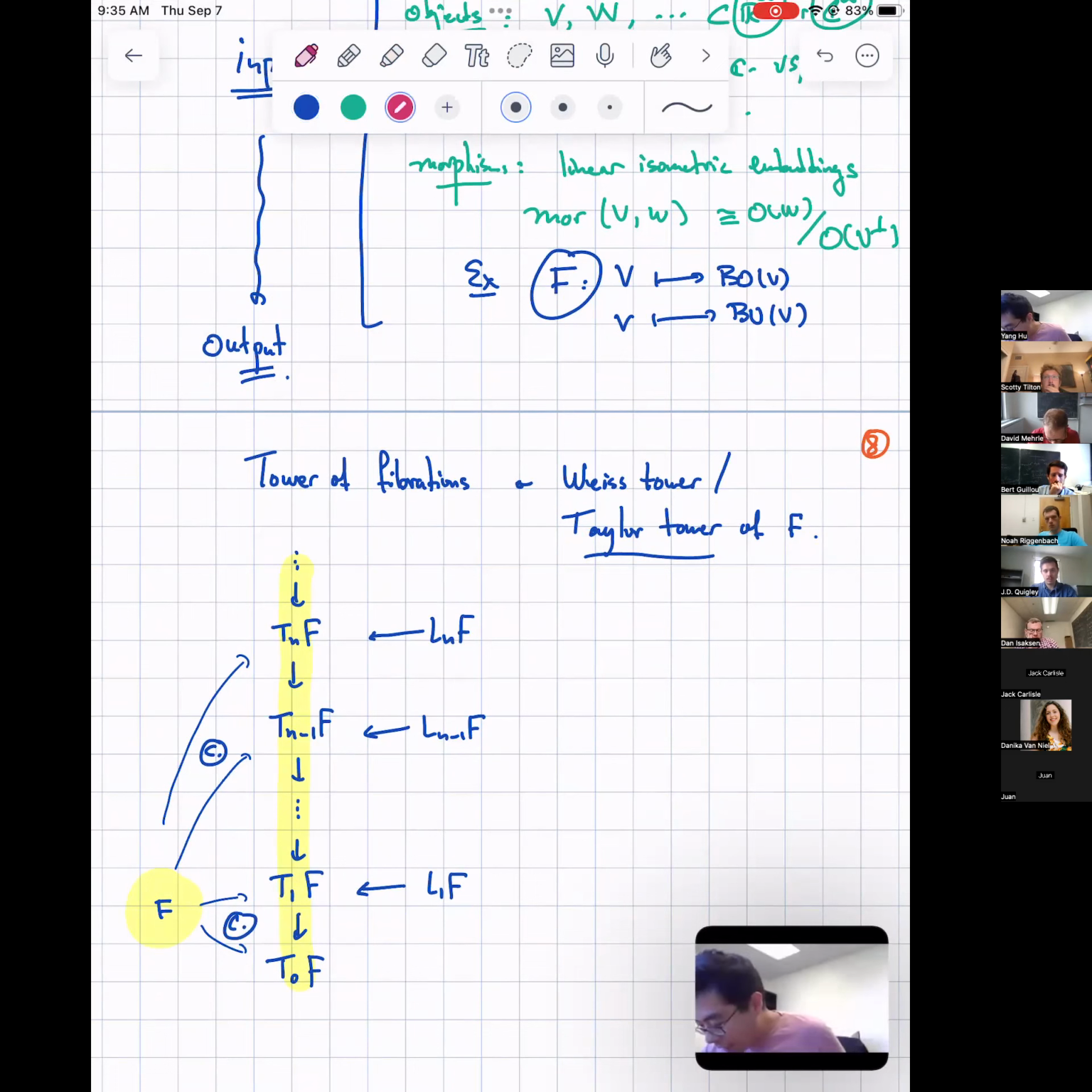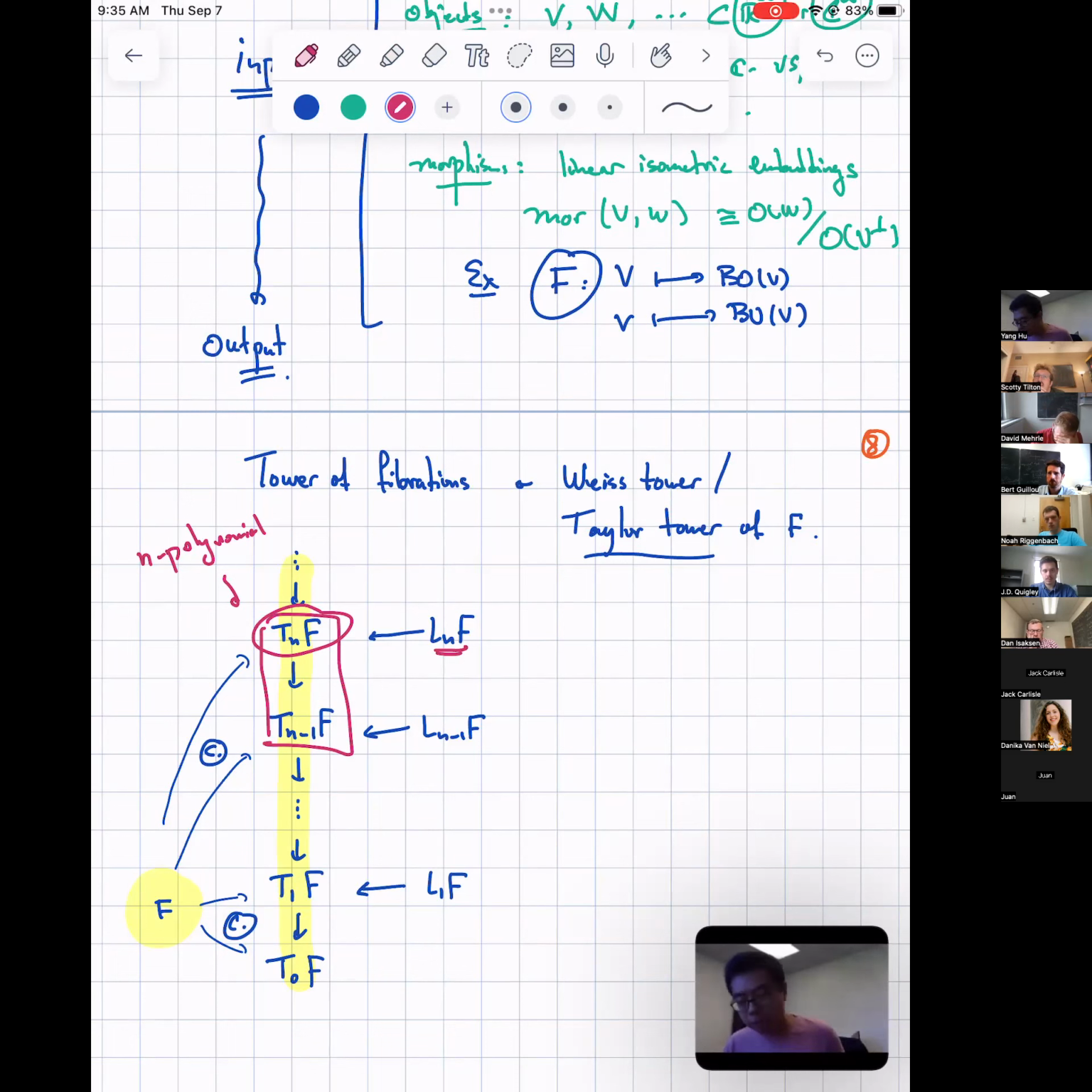This stage, T_n F, is an example of an n-polynomial functor in the sense of Weiss. These homotopy fibers, those layers, so this L_n F is the homotopy fiber of T_n F mapping down to T_{n-1} F. So this is a fiber sequence, this is a fiber sequence, this is a fiber sequence, and so on. So this layer is an example of an n-homogeneous functor in the sense of Weiss.